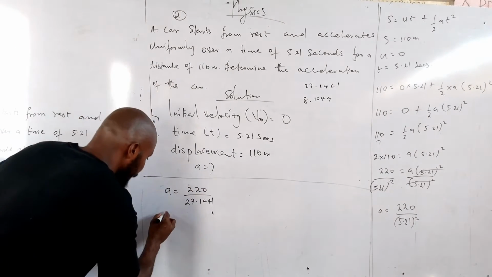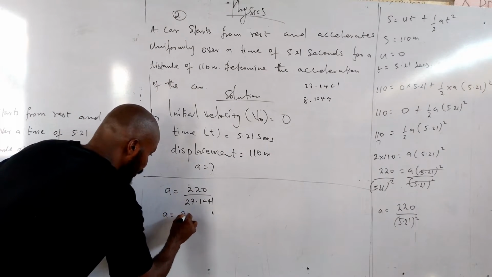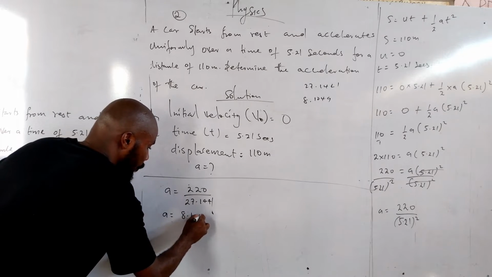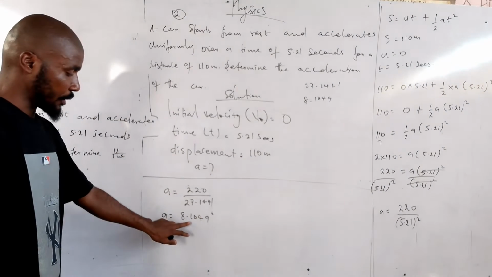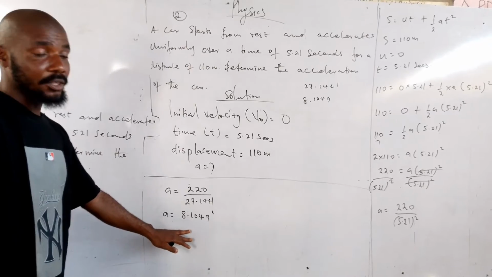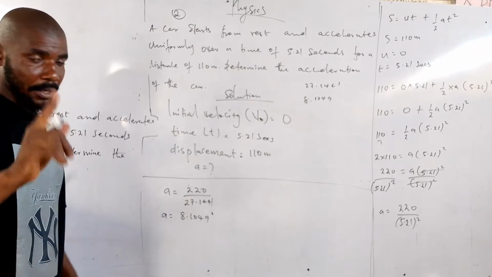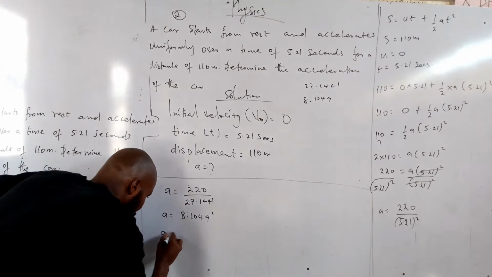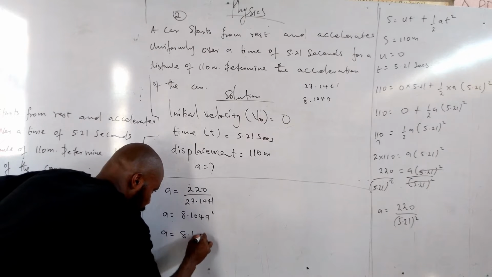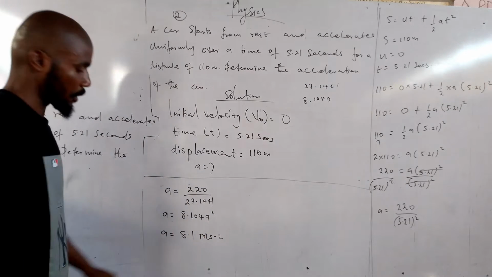So this divided by this now will give us 8.1049. I want to leave my answer in one decimal place. So the answer will be equal to 8.1 meters per second squared. Okay, that is the answer.